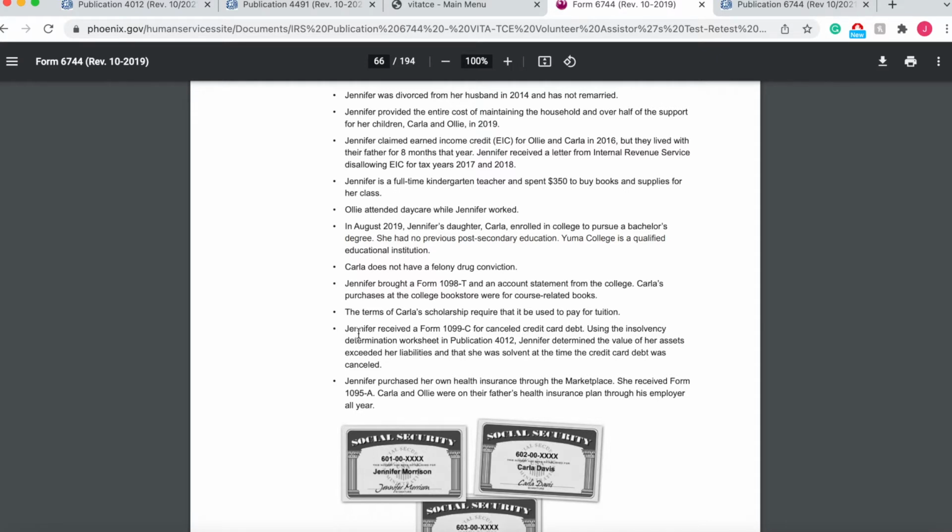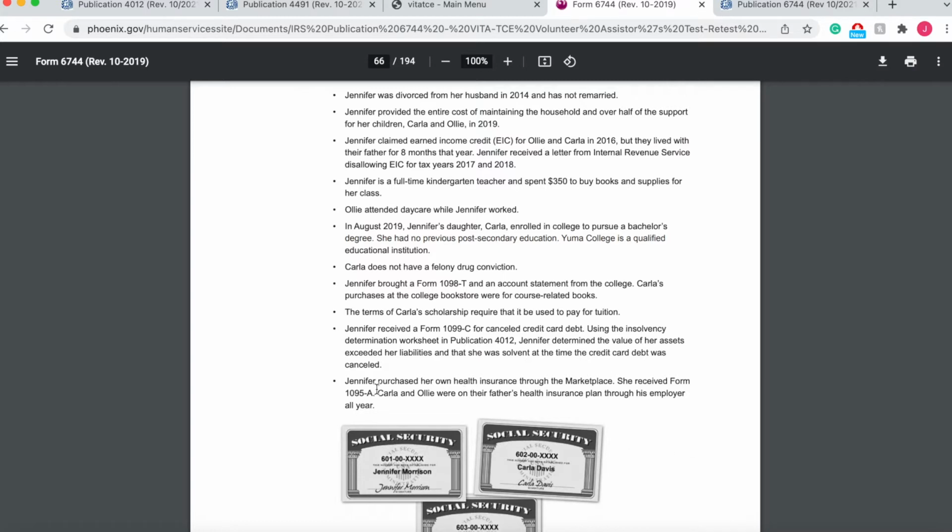We also note that Jennifer received a Form 1099-C for canceled credit card debt. Using the insolvency determination worksheet in Publication 4012, Jennifer determined that the value of her assets exceeded her liabilities and that she was solvent at the time the credit card debt was canceled. That's important because if she were insolvent, as we talked about in one of our earlier lectures, we cannot prepare that return.